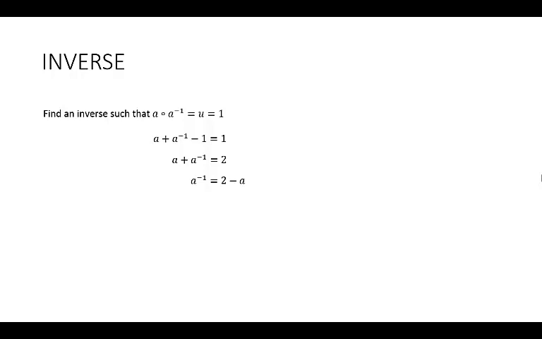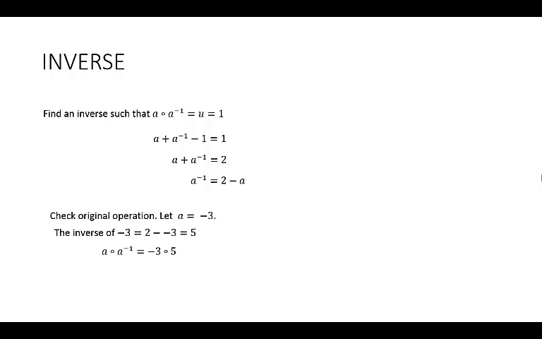So let's just check that with a real example. So let's let a equal −3. And under this operation, the inverse of −3 is going to be 2 − a, which is 2 minus −3, which is equal to 5. So the inverse of −3 under this operation is equal to 5.